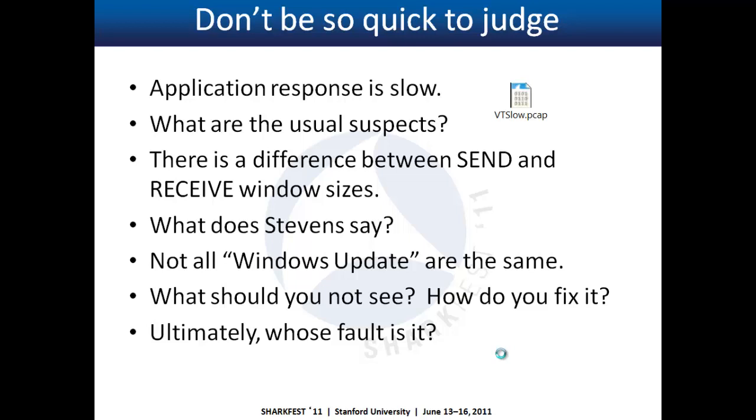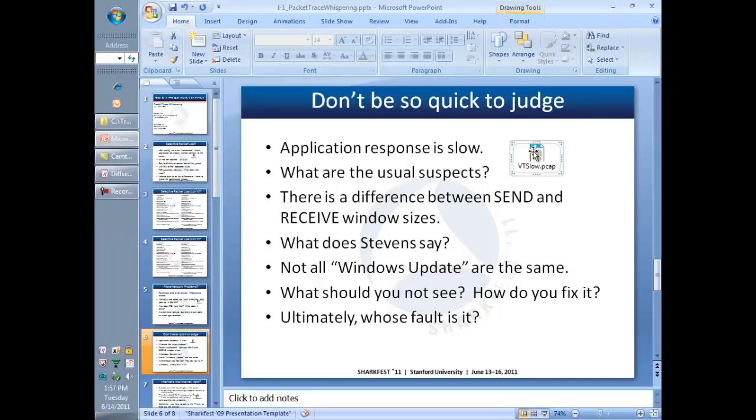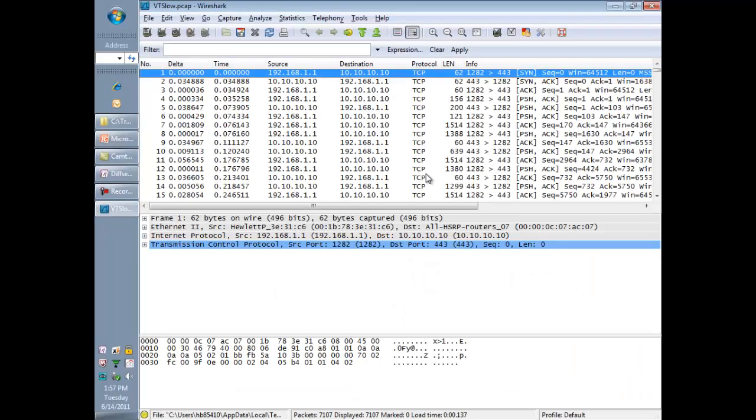If you know this part's not even being touched, get rid of it. That's not part of your problem. Concentrate your efforts on something else that you know you can't rule out, right? So let's do that. When an application is slow, what are some of the usual suspects you should immediately think about and rule out?